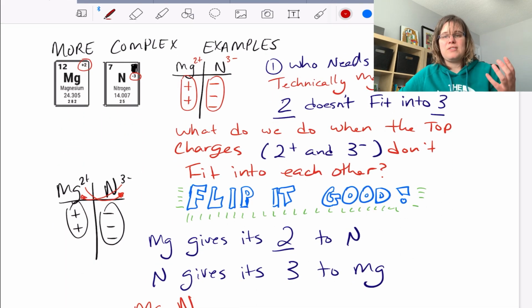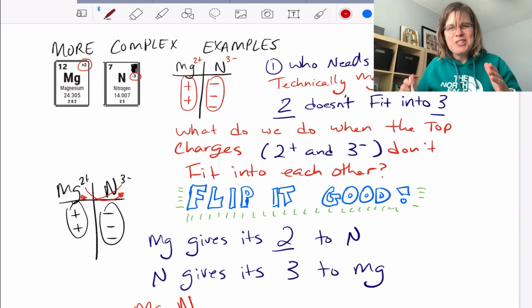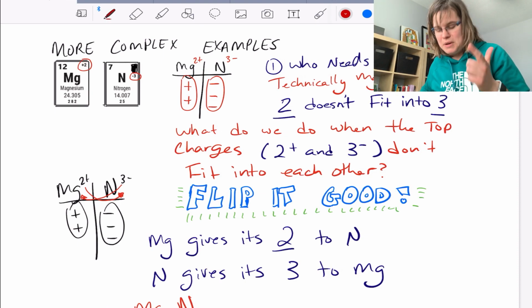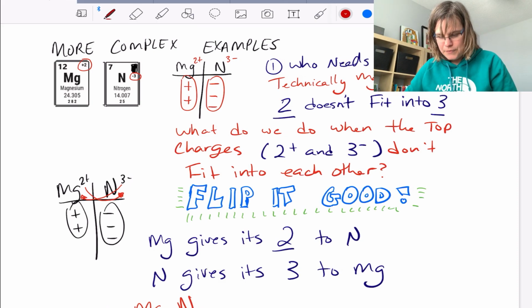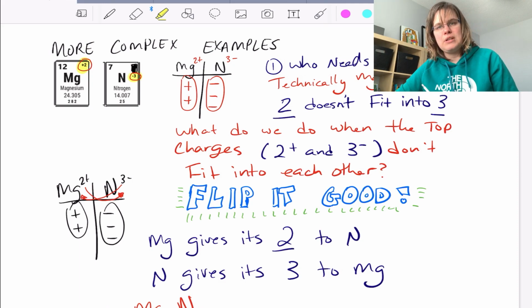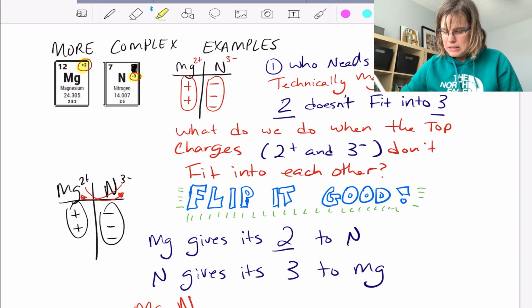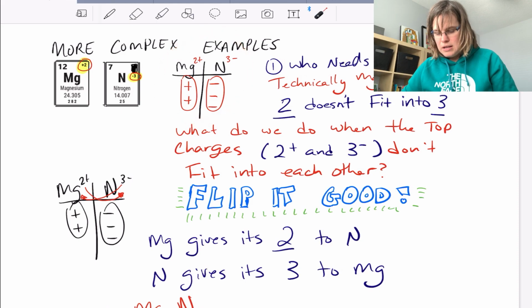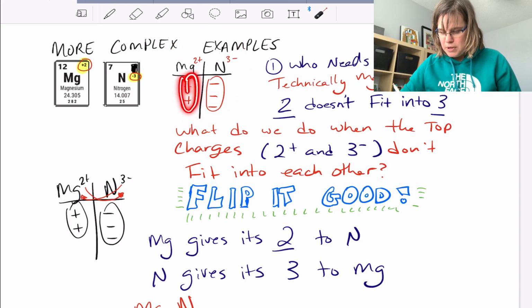So here's some more examples that you do need to understand how to do. And this is actually easy. It seems more complex, but it's actually easier than doing the other ones. So I want to just point out for magnesium, it has a +2 and that nitrogen has a -3. So if you look at my diagram right here, you'll notice that I've drawn it. This guy's got 2 pluses on this side and this guy's got 3 minuses on this side.